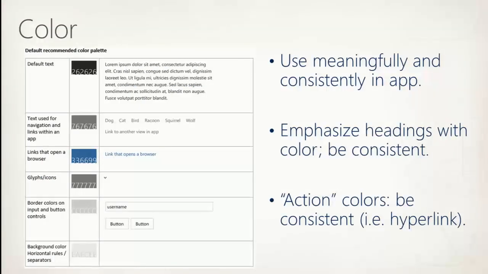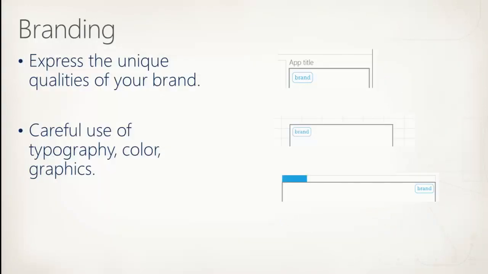Color's great, so definitely use color meaningfully and consistently in your app. Emphasize headings with color. If you use color to denote a certain action, like a hyperlink, make sure you don't use that color in other places where there's no hyperlink. So be consistent with action colors. And for branding, we're really encouraging your company, whatever you're making, to put branding in there, put the logo in there at the top, and carefully use typography, color, and graphics to make the app feel like it's coming from you.